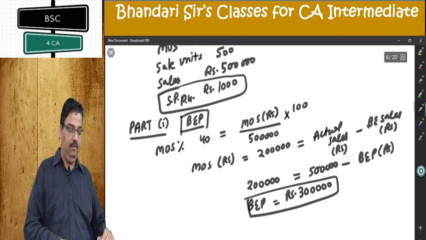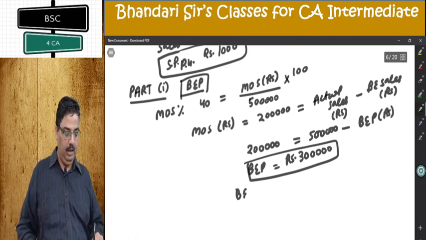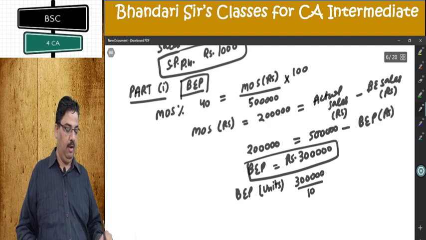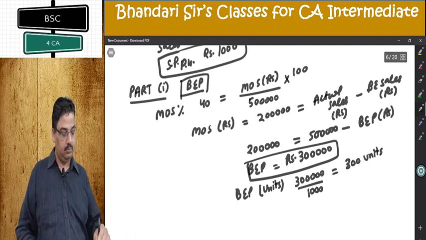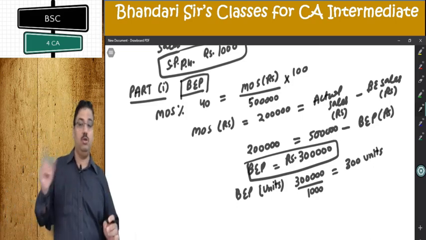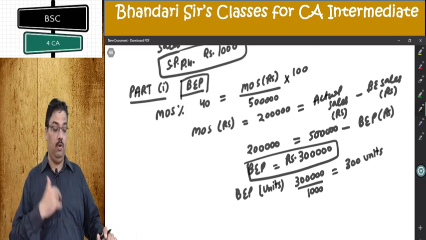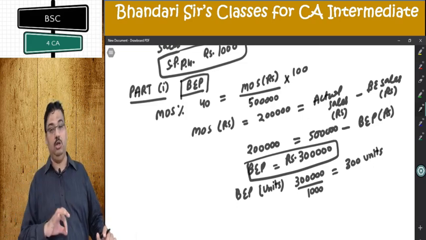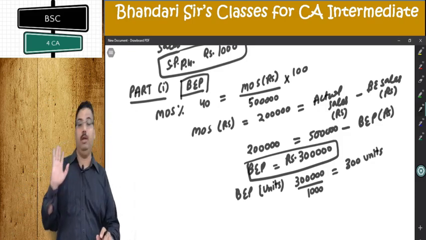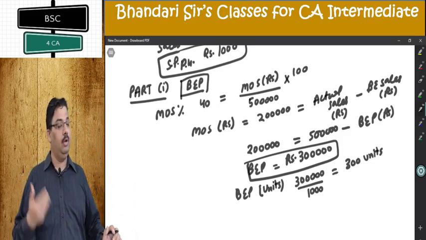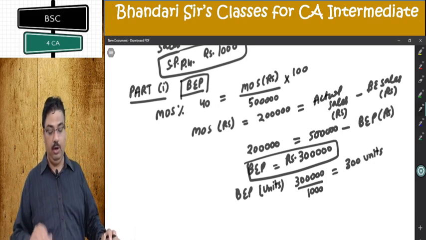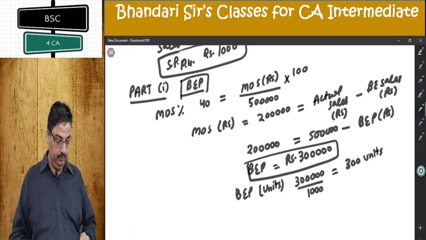Now, alternatively, I can get break-even point in units also. From here also I can get 3 lakh divided by 1000, which is 300 units. Or alternatively, margin of safety percentage 40% I apply on units. Actual units are known. From there I'll get MOS in units, which is actual sale units minus break-even sale units. You'll get the same. You can try alternatively. Break-even point in units is 300.